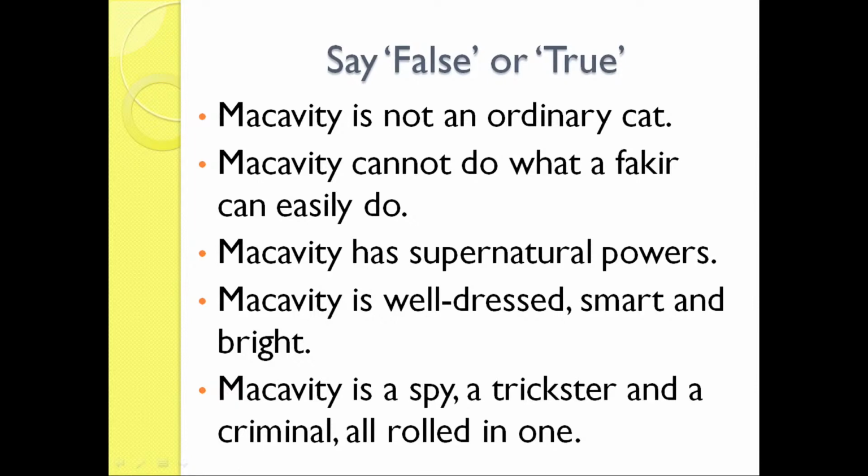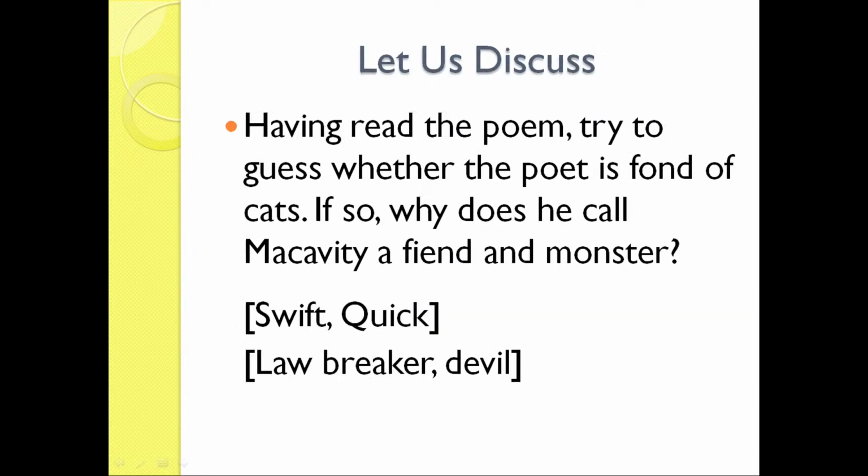I have some true and false activities for you. Macavity is not an ordinary cat. This is true. Macavity cannot do what a fakir can easily do. This is false. Macavity can also do it. Macavity has supernatural powers. False. Macavity is well dressed, smart and bright. No. Macavity is a spy, a trickster and a criminal all rolled in one. True. Is it possible? It is. So we've done this activity also.